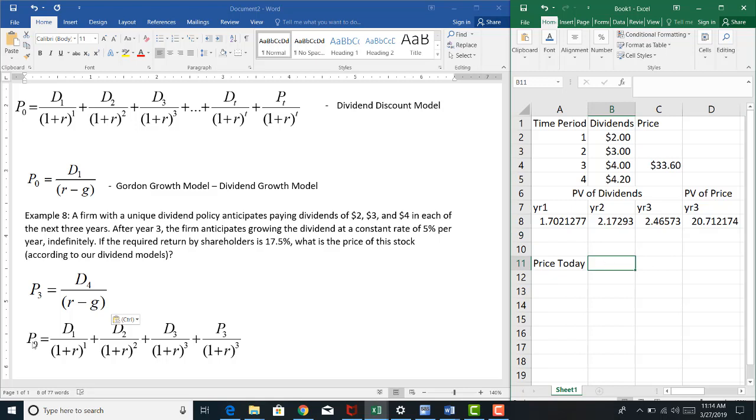So again, the price in time 0, or the price today, is just equal to the sum of the present value of these future cash flows, equals the sum of these guys right here. And I get a price of this stock of $27.05.